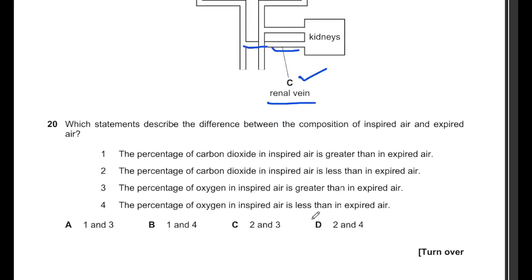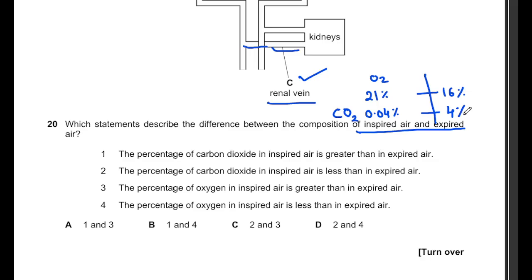Now the 20th one. Describe the difference between the composition of inspired and expired air. We are doing revision in our school. In inspired air, in the atmosphere, 21% is oxygen. Whereas CO2 in the atmosphere, during inhalation, is 0.04%, whereas during exhalation oxygen percentage is 16 and 4% is for CO2.